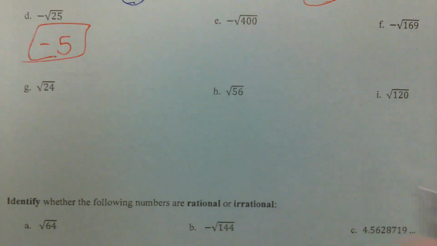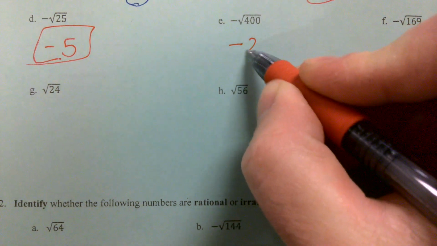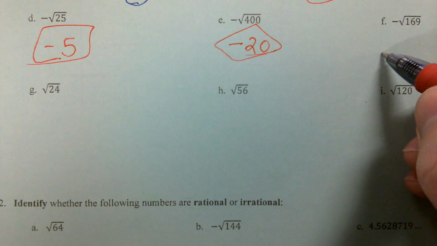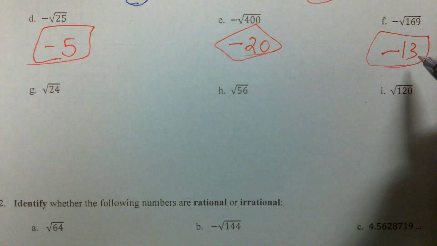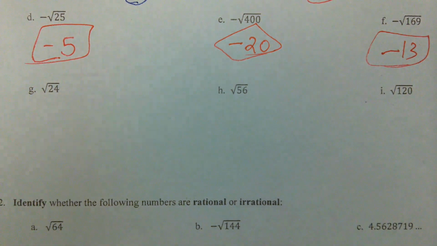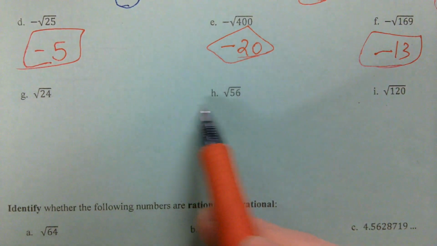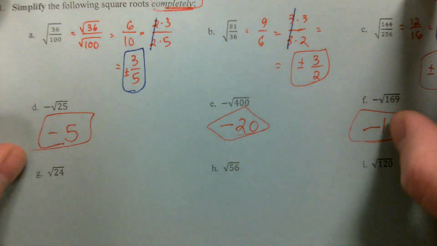All right, what's the square root of 400? 20. So what's my answer? Negative 20. What's the square root of 169? Negative 13. That's right. The square root of 169 is 13. With that negative sign in front, my answer is negative. You're not going to get a negative imperfect square. So far it's pretty simple because they're all perfect squares.